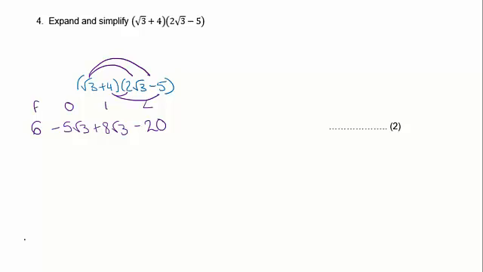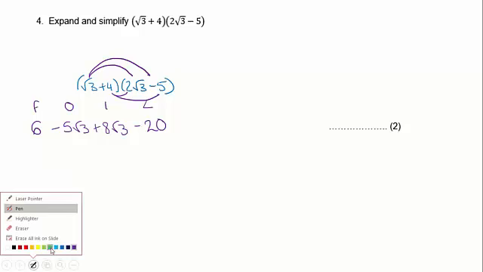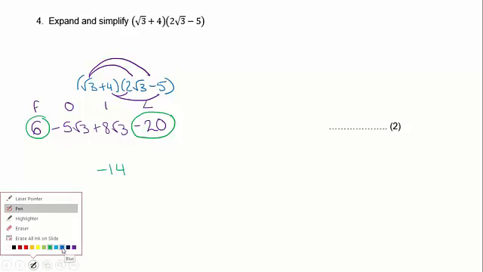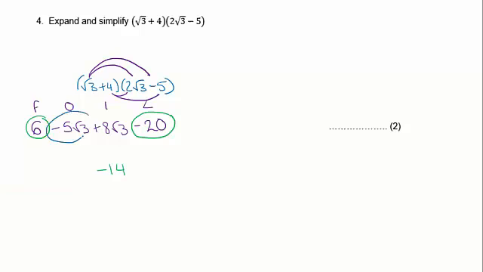So simplifying that, we're going to add our numbers to our numbers, our surds to our surds. So 6 minus 20 is minus 14, and negative 5 root 3 plus 8 root 3 makes 3 root 3. So the answer is 3 root 3 minus 14, or minus 14 plus 3 root 3. Your first mark is for correctly expanding the brackets, having at least 3 of these terms correct. And your second mark is for correctly simplifying it.